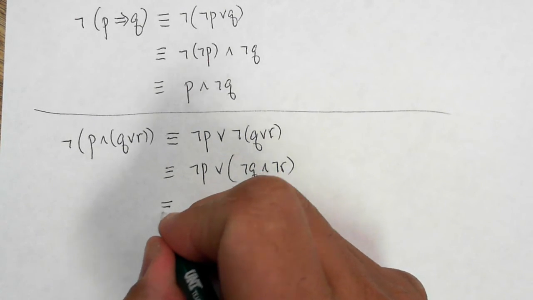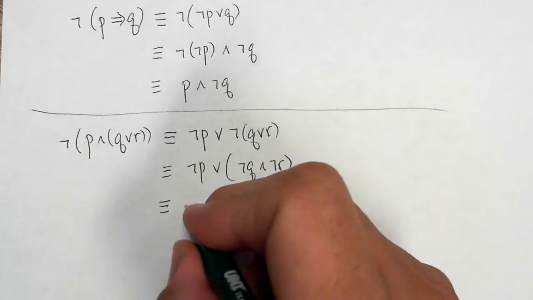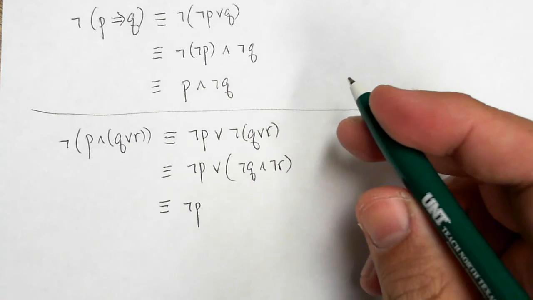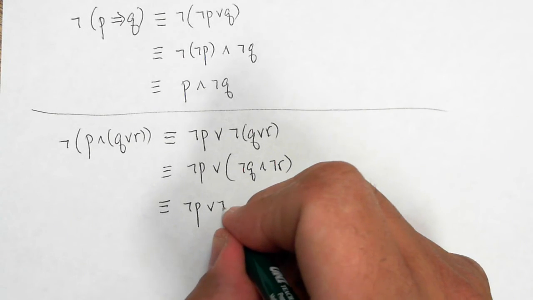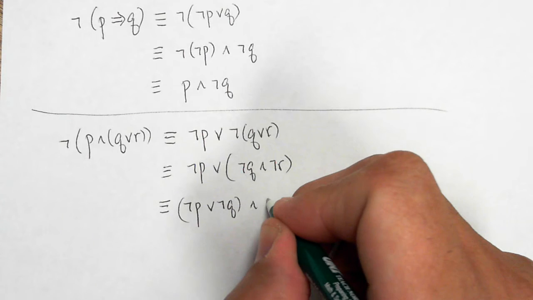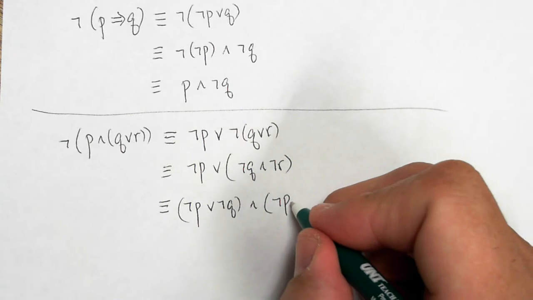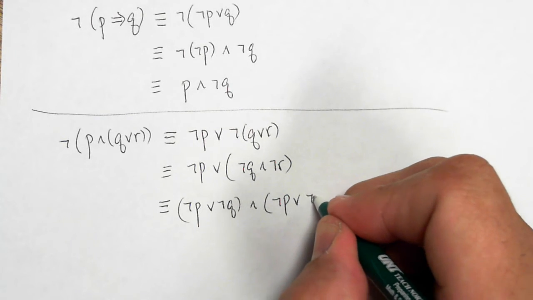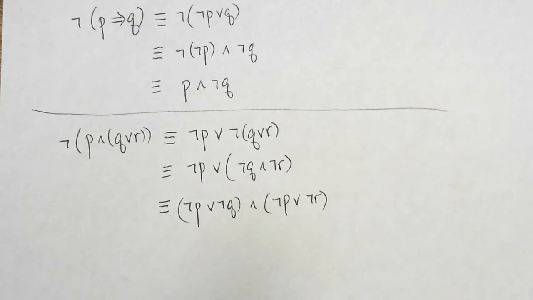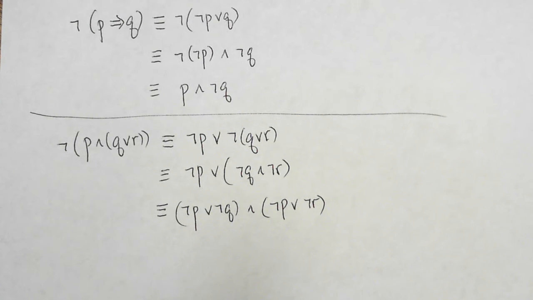However, it is possible to use the distributive property to split this up. This would be not P or not Q, and not P or not R. So that's how that would split up using the distributive law.